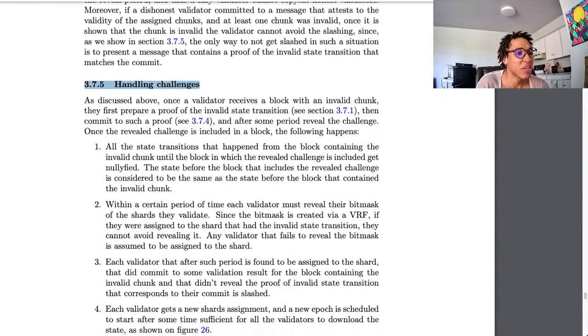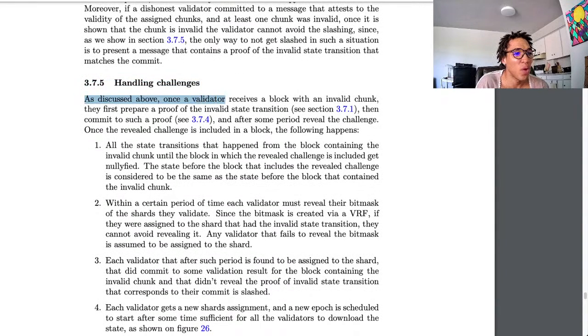3.7.5, handling challenges. As discussed above, once a validator receives a block with an invalid chunk, they first produce a proof of the invalid state transition. See section 3.7.1. Then commit to such a proof. So they see something's not right. They say, okay, let's create a proof saying that this is what it should be, or whatever the proof is supposed to look like. And then they commit to the proof.